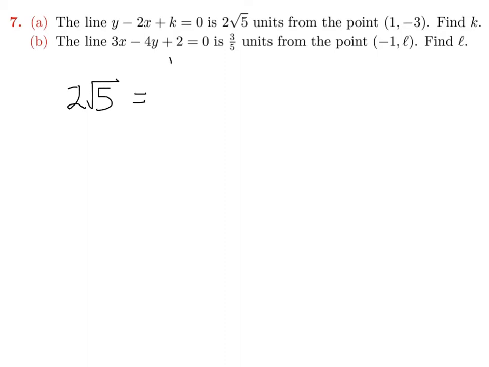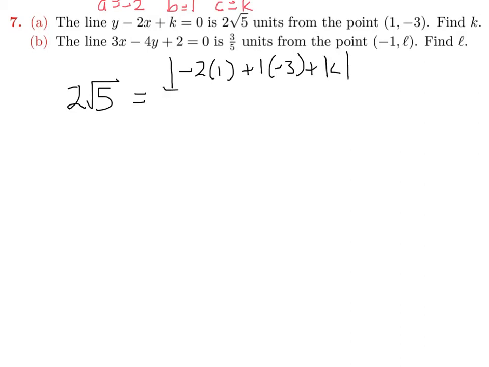And the distance formula says, and we might just quickly work out what a, b, and c is. A is going to be equal to minus 2 because that's the coefficient of x. B is equal to 1 because that's the coefficient of y. And c is going to be k, and that's our unknown. So 2 root 5 is going to be equal to the absolute value of minus 2 times 1 plus 1 times minus 3 plus k, over the square root of minus 2 squared plus 1 squared.